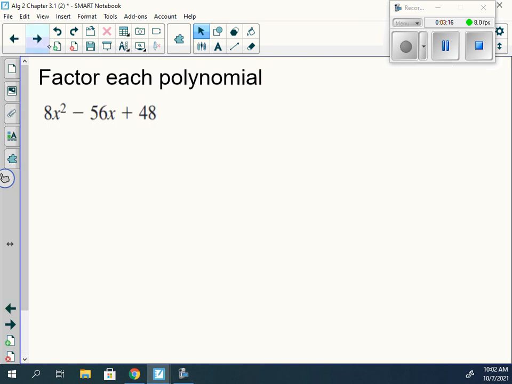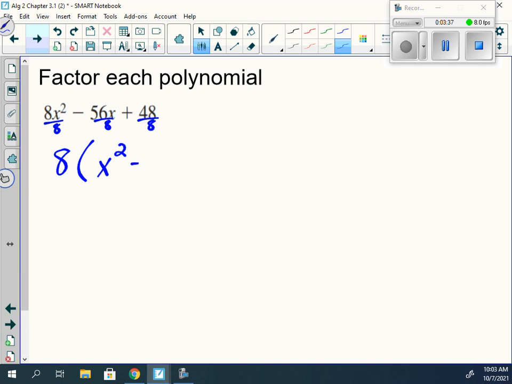So we look at this first one here. The first main thing we should be looking for is a greatest common factor. So is there a greatest common factor between 8x squared, 56x, and 48? And we're really dividing each one of these by 8. Well, 8x squared divided by 8 is x squared. And we would factor it out because we want to pull out the greatest common factor first.